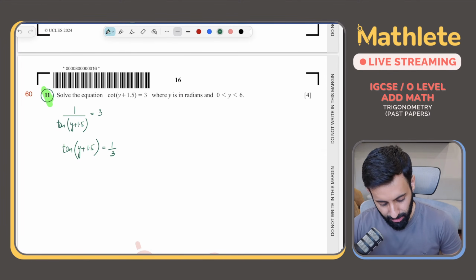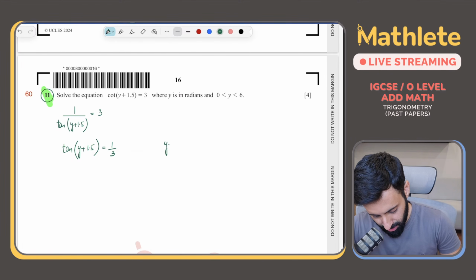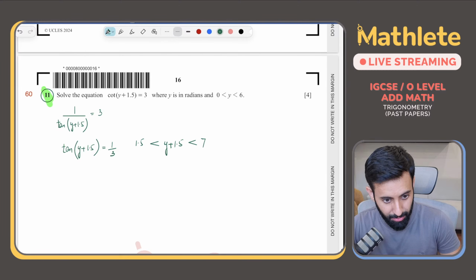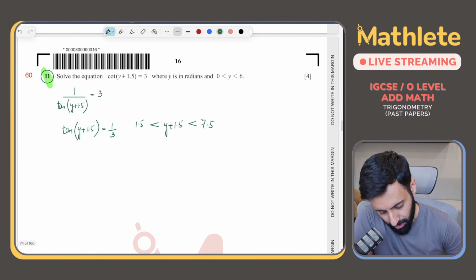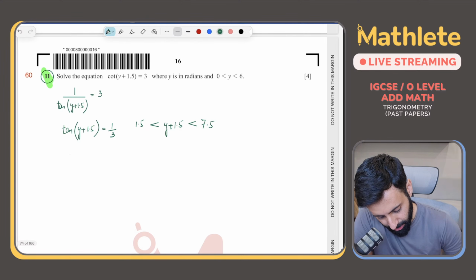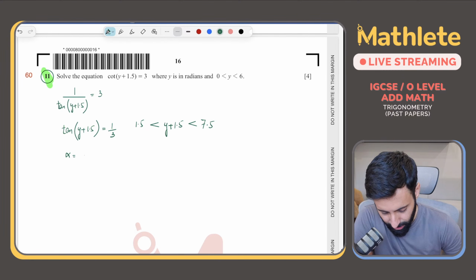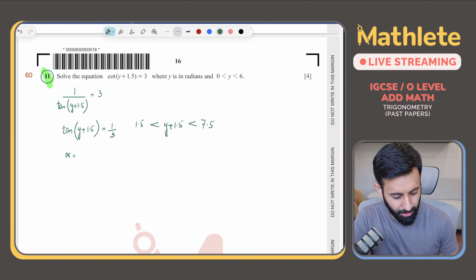Which then leads to the conclusion that we have to alter the range. Altering the range here is pretty simple. All we have to do is add 1.5 everywhere. So 0 plus 1.5 is simply 1.5, and 6 plus 1.5 is equal to 7.5. Now tan is positive, that means it's going to be in the first and the third quadrant. So alpha will be equal to tan inverse of 1 upon 3.